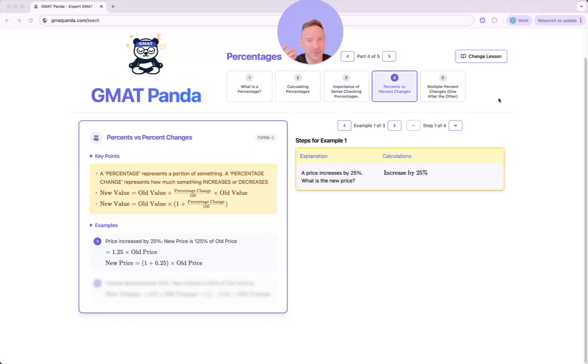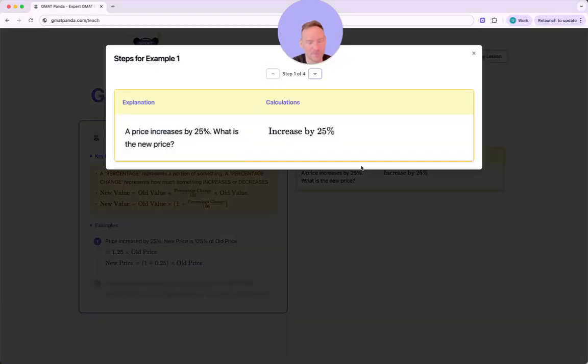In GMAT percentages, it's very important to distinguish between a percentage of something, which is a share of something, and a percentage increase or decrease of something. And the latter represents by how much something is going to change relative to its original amount. So let's explore that in a bit more detail with an example.